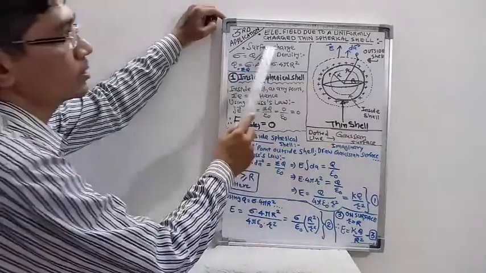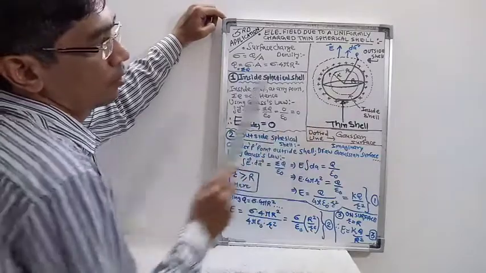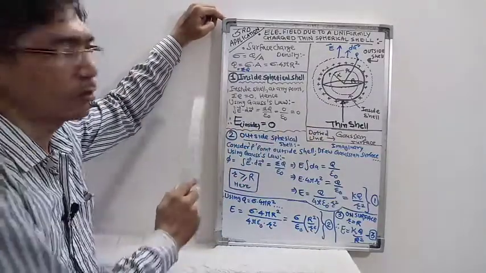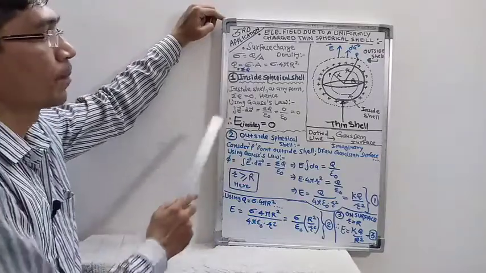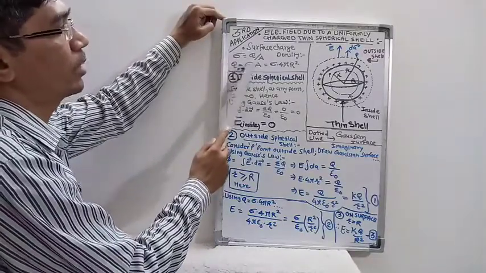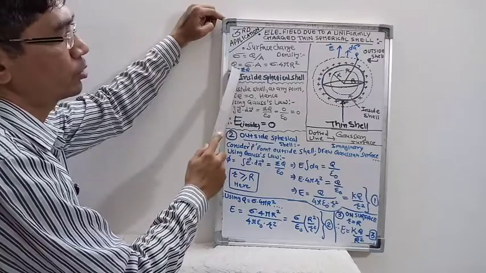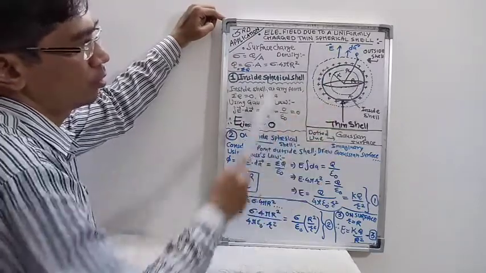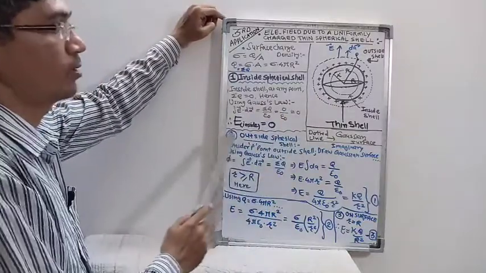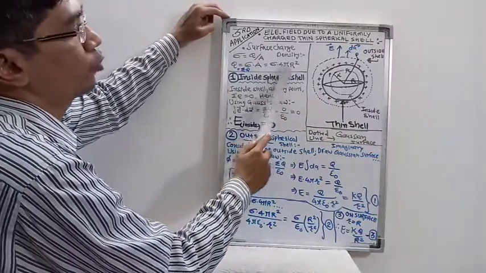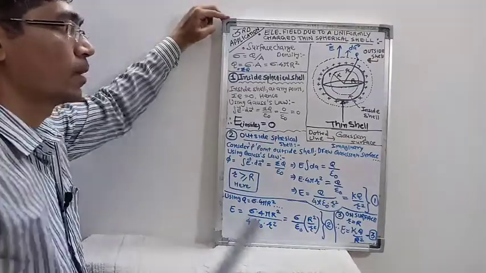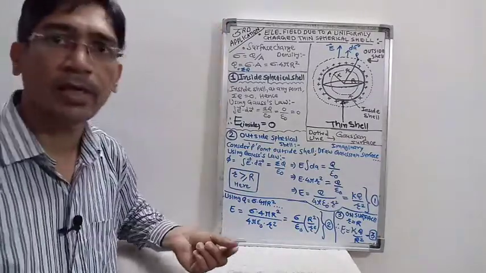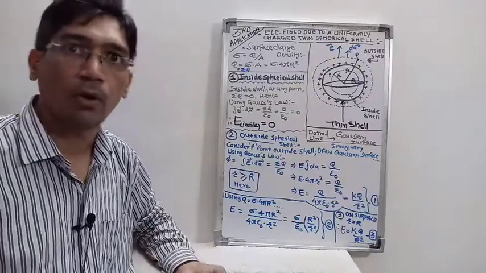So we can take the surface charge density. Surface charge density is given by sigma is equal to Q upon area. So Q is given by sigma into area. That means the total charge on the thin cell is equal to sigma into 4 pi capital R square.